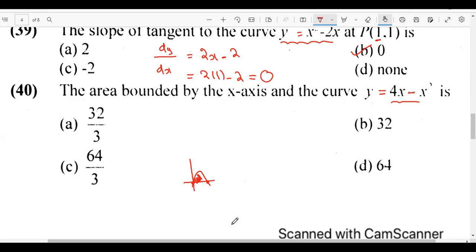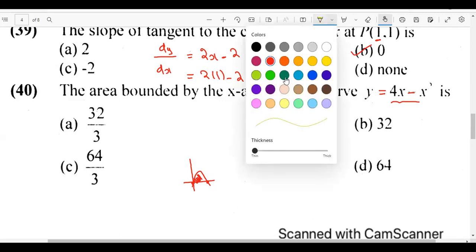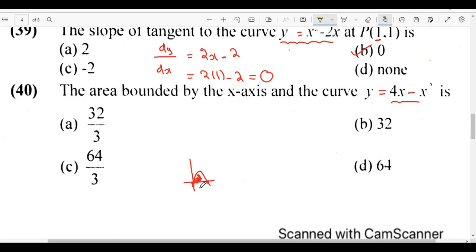Negative x squared gives a maximum value, right? Gives a maximum. Yeah. So what's the area bounded by the x-axis and the curve y? So we are interested in the limits basically. So what would be the right limits?